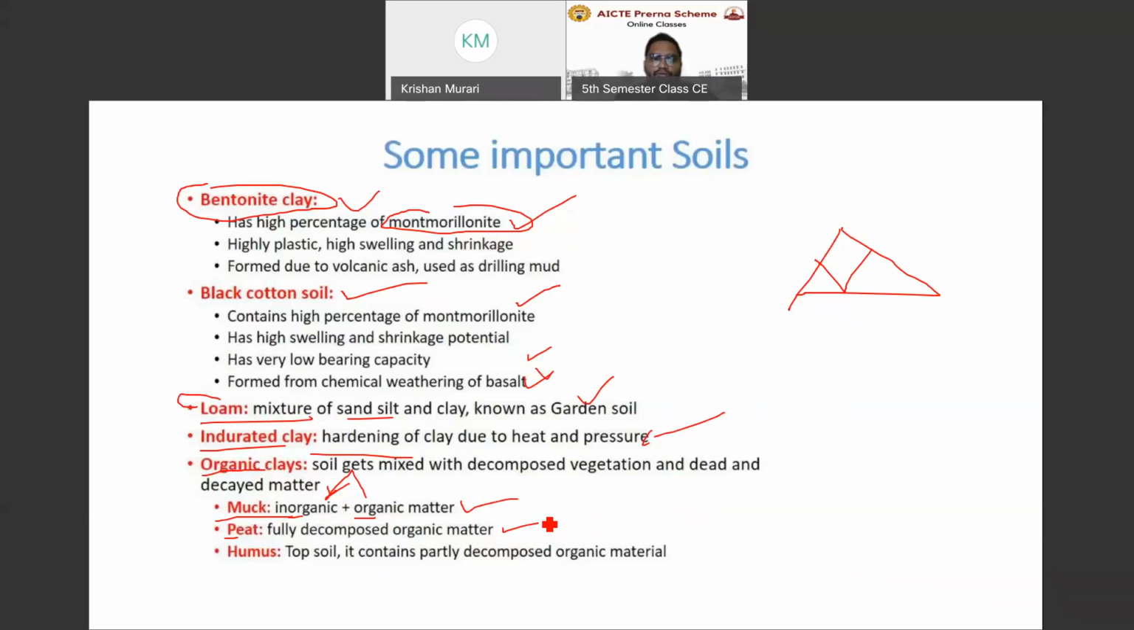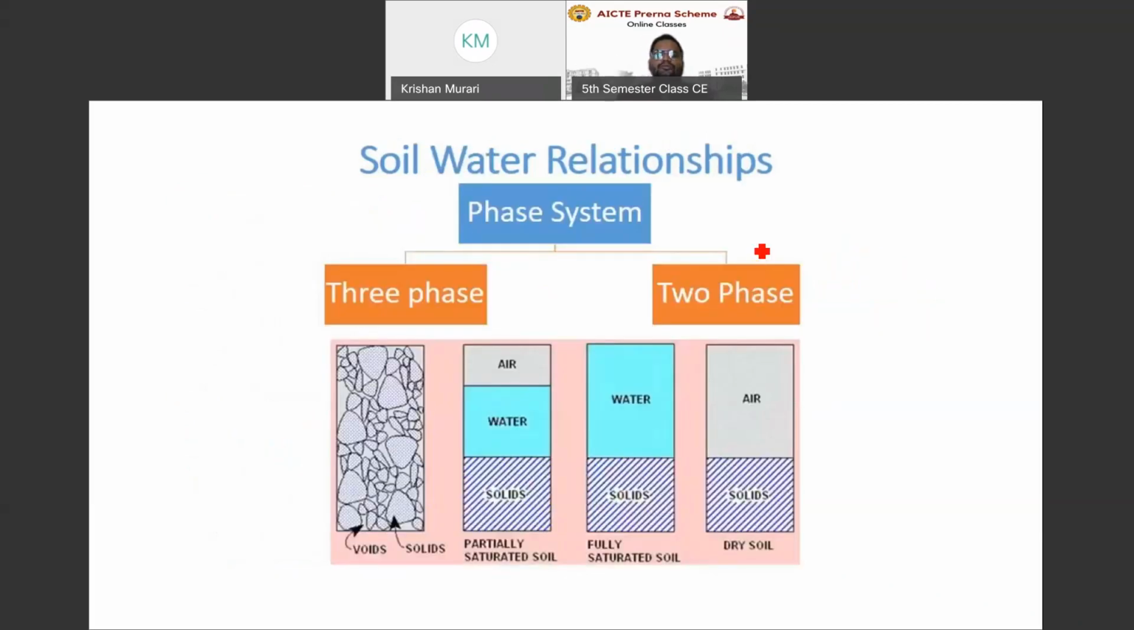Next we discuss humus. What is humus? Humus is a topsoil. It contains partially decomposed material. If you belong to a rural background, when we deposit cow dung at a particular place, the upper layer of that place contains some decomposed organic material. That is also called humus. These are the basic terms and basic types of soil fundamentals.